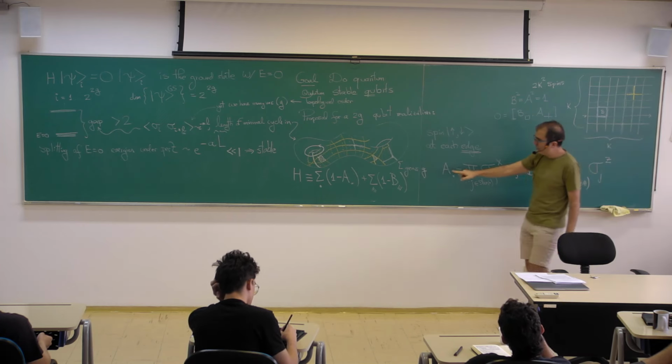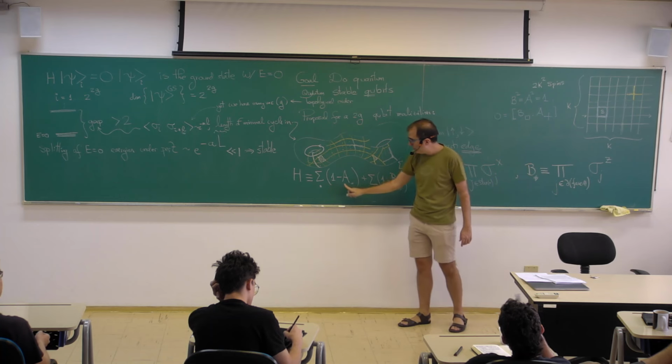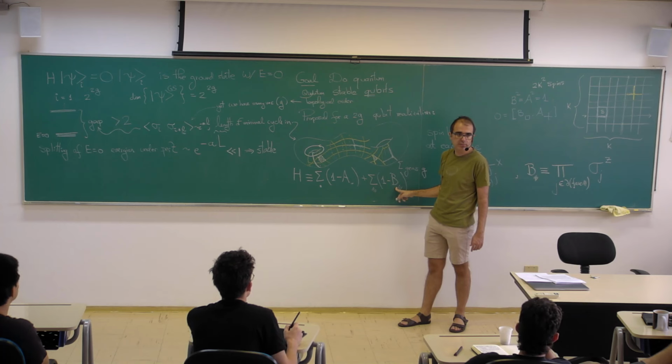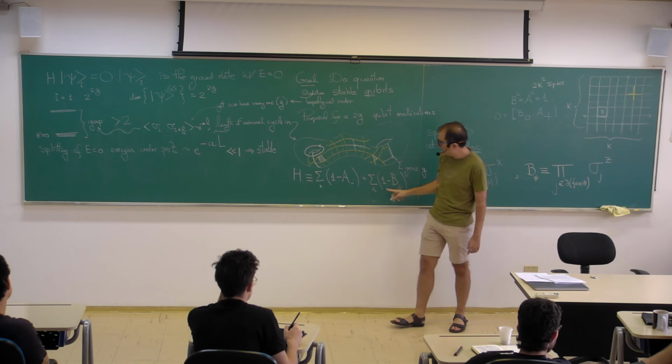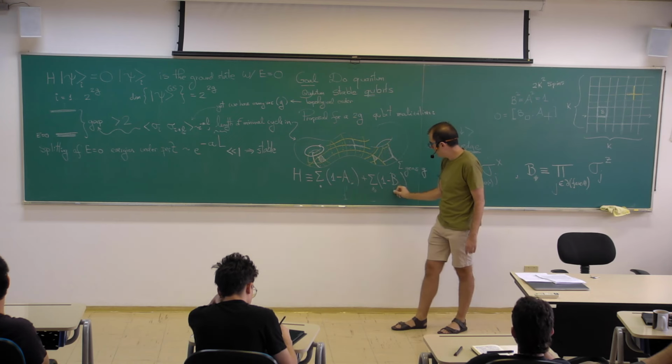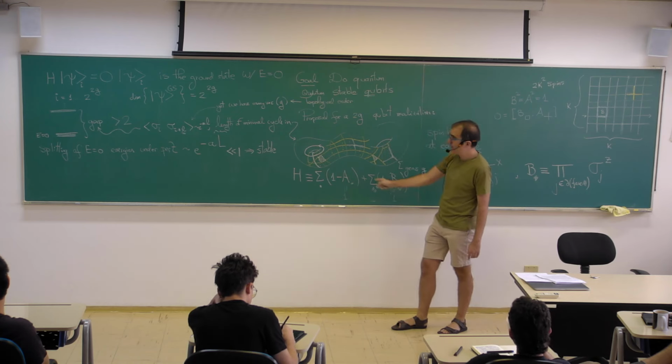And so for the Hamiltonian, the ground state will be when all A's are equal to 1 and all B's are equal to 1. And we can diagonalize them simultaneously because they all commute. And so the ground state is when this guy is equal to 1, this guy is equal to 1, and that is the ground state.